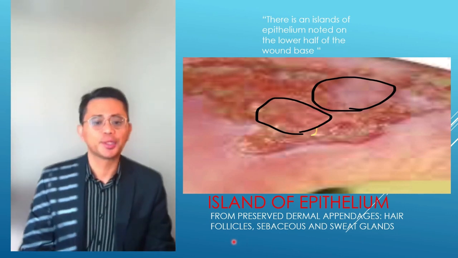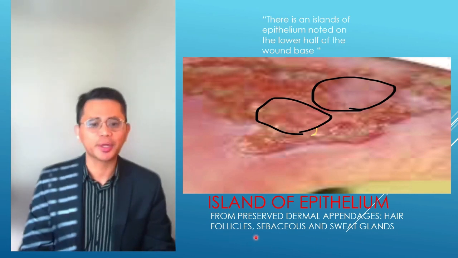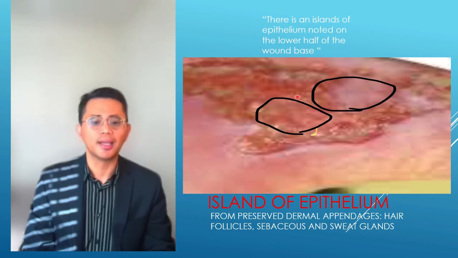So in that situation when there's a preservation of these dermal appendages, there will be a way for new epithelium to be arising from the middle of the wound or the center of the wound. And in this case, you know that reepithelialization will be faster because you know why? Because the epithelial cells or epithelial tissues will be coming not only from the edges of the wound, but also from anywhere at the center of the wound where the dermal appendages are preserved.